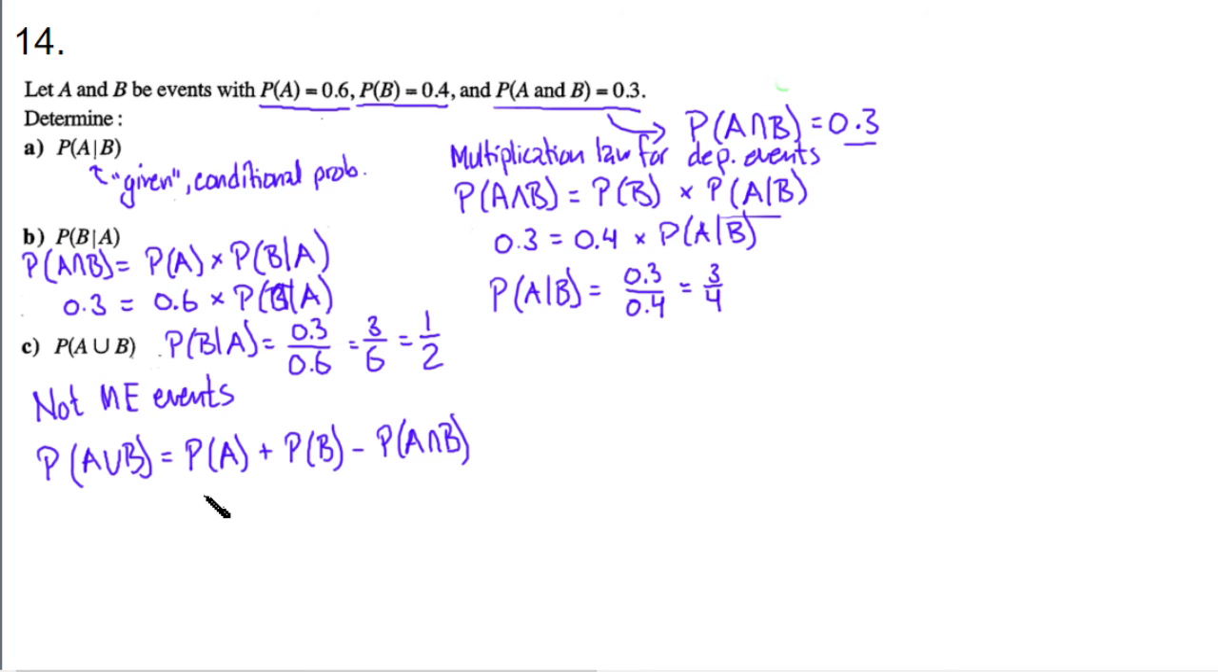So it's just a matter of plugging in the numbers. So probability of A is 0.6. Probability of B is 0.4. And the probability of A and B is 0.3. We evaluate the right-hand side here, and we're going to get a probability of A or B to be equal to 0.7.